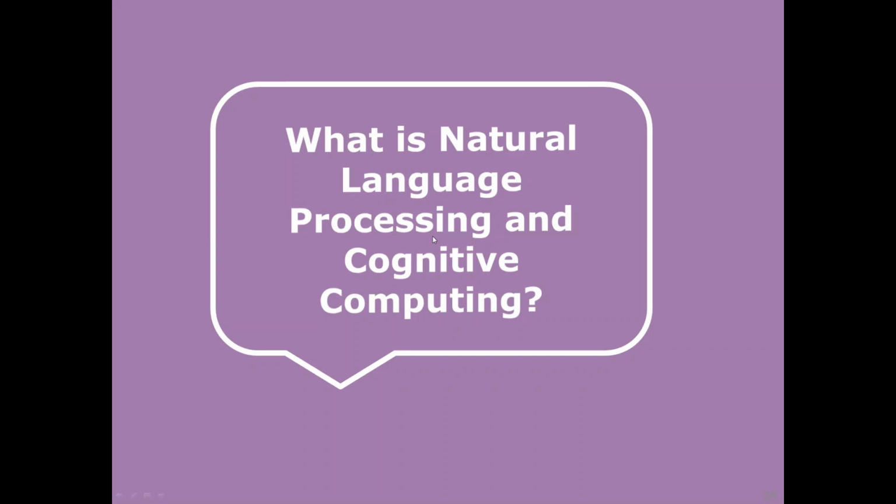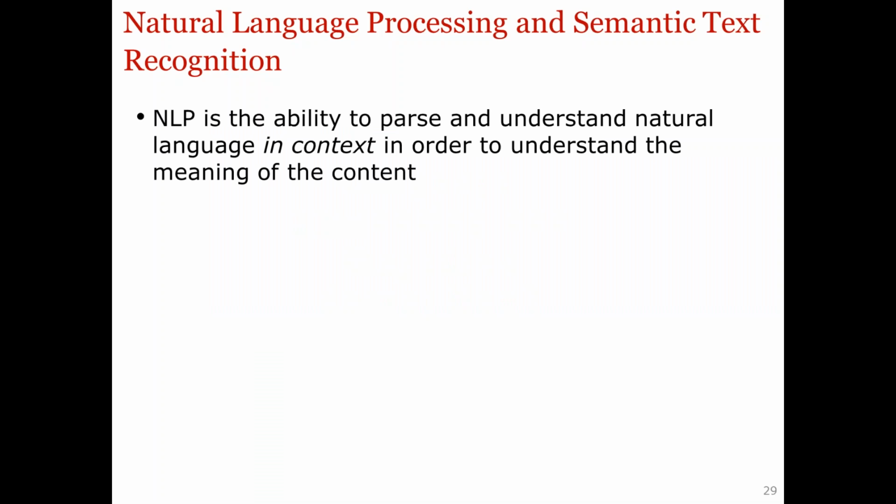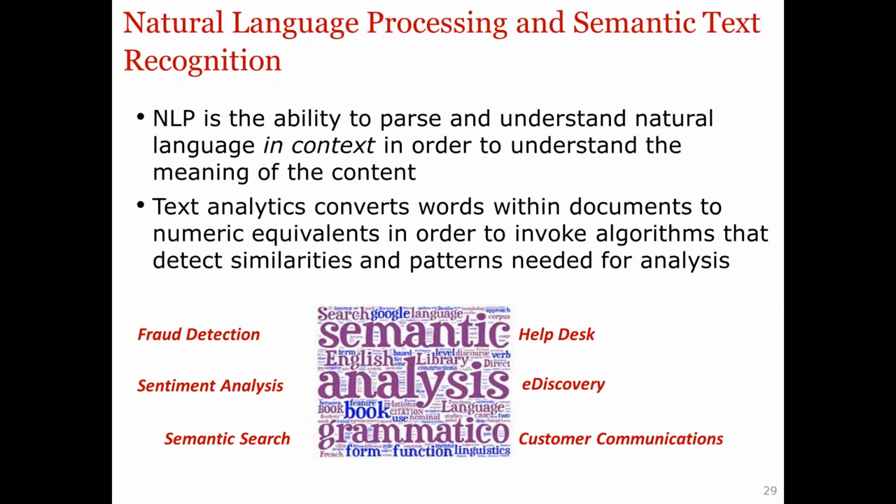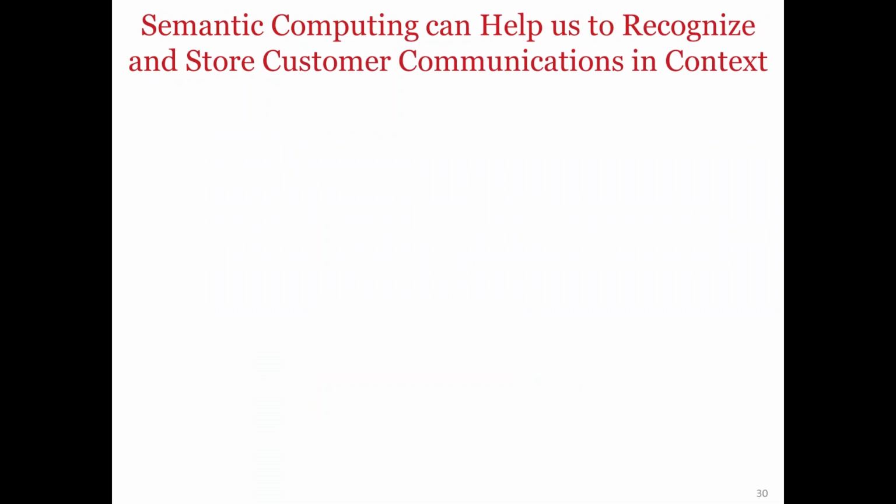So another part of machine intelligence is natural language processing. So what exactly is that? And cognitive computing. So natural language processing is the ability to basically parse and understand language and understand it in context in order to get its meaning. And text analytics is really the science that converts words in documents into certain numeric equivalents in order to run various algorithms to understand similarities and patterns. And this is used in fraud detection and sentiment analysis and understanding communication.